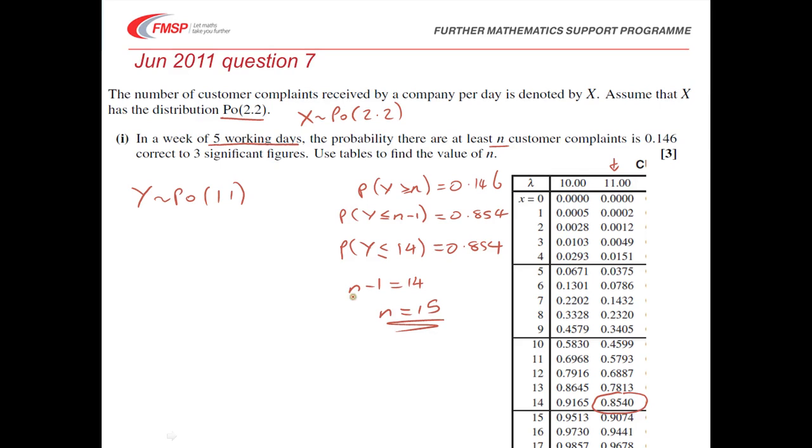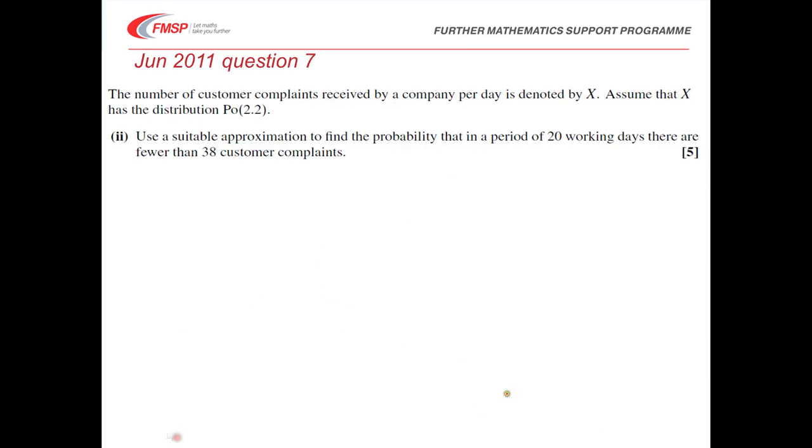Okay, and you've got to be very, very careful to make sure that those steps are followed in that way. This is where a lot of students go wrong. When they switch their probabilities around, they fail to choose n minus 1. Okay, so you get 3 marks for this. You get a method mark for stating that you're dealing with Poisson 11. You get another method mark for getting effectively this situation out here, and then your accuracy mark is for working out that n is equal to 15.